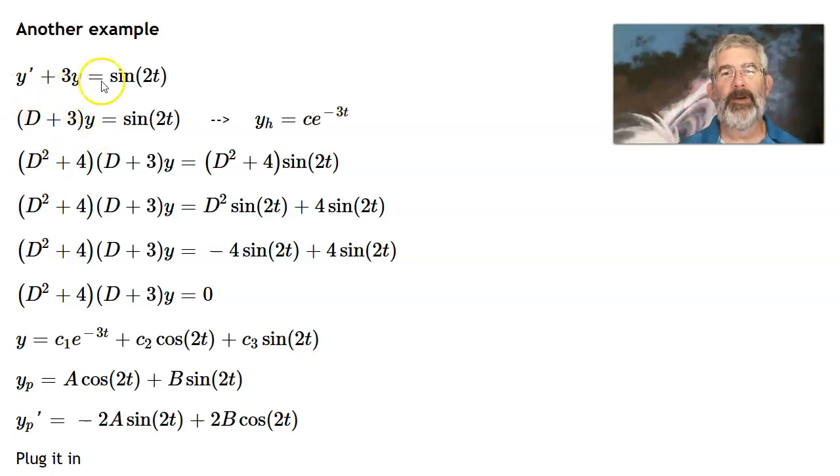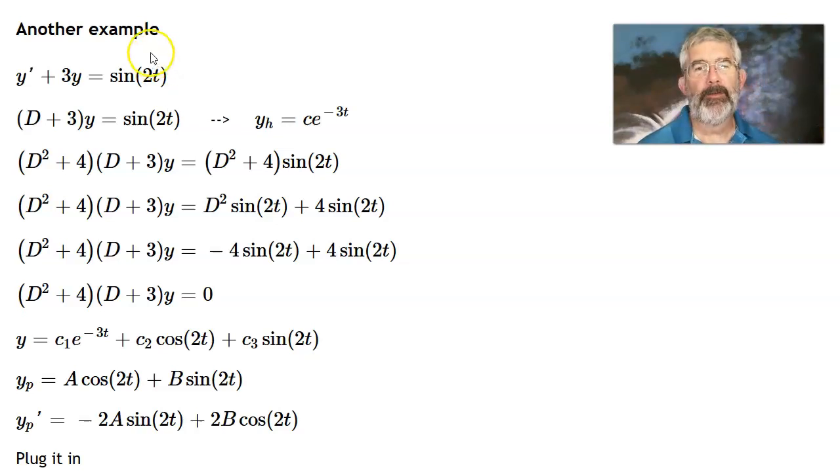So the differential equation I want to look at here is y prime plus 3y equals the sine of 2t. Now, this is a first order linear differential equation, and we have a method for solving that. In fact, I'm going to use that method later in the video to see how it compares to this method of annihilators. So I take a look at that left-hand side, and I say, well, I can write that as D plus 3 of y equals sine of 2t.